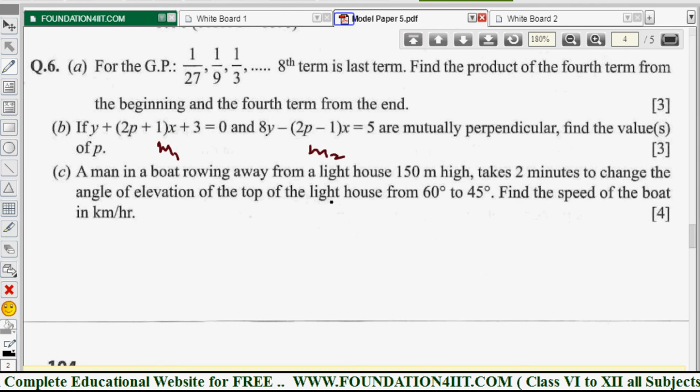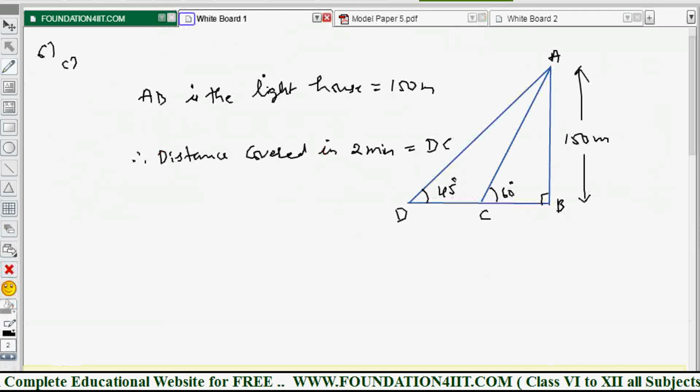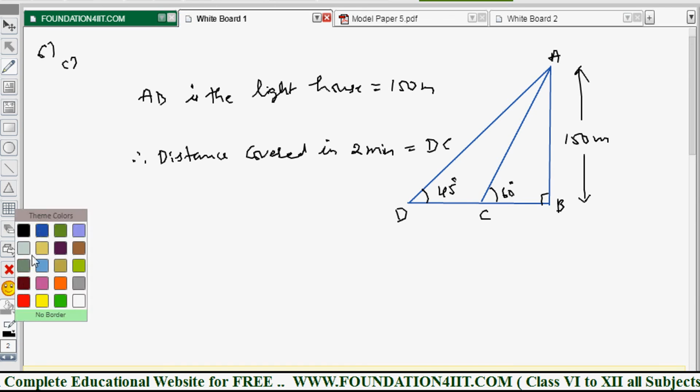Okay, observe the question. From 60 to 45 degrees, 2 minutes are taken to change. So find the speed of the boat in kilometer per hour. Right. Now we need to find out the distance of DC first. Then only you can apply the speed. First, from triangle ABC. Let's take two triangles separately.